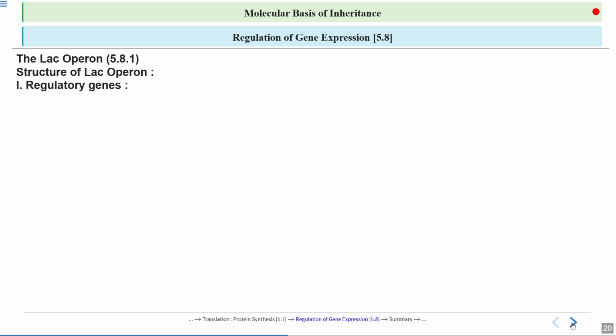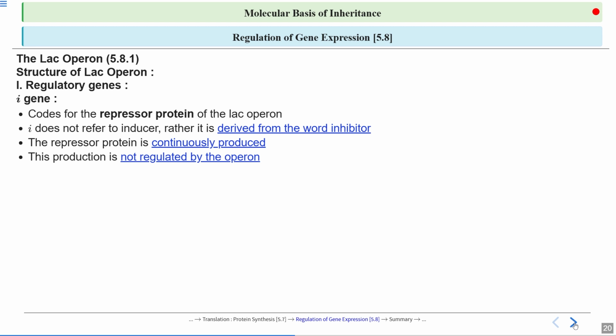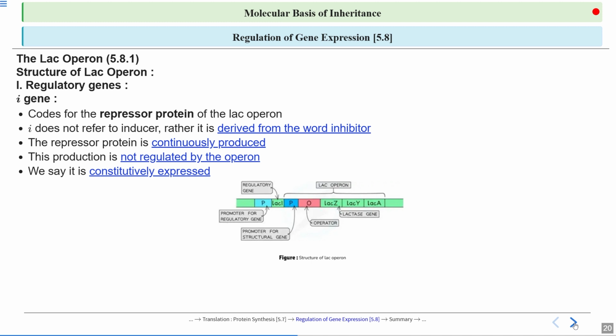Now we will talk about the structure of lac operon. First is the regulatory gene, which we say I gene, and it codes for the repressor protein of the lac operon. I here does not refer to inducer, rather it is derived from the word inhibitor. The repressor protein is continuously produced. This production is not regulated by the operon. We say it is constitutively expressed.